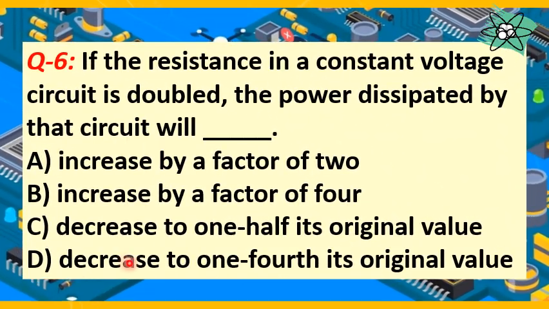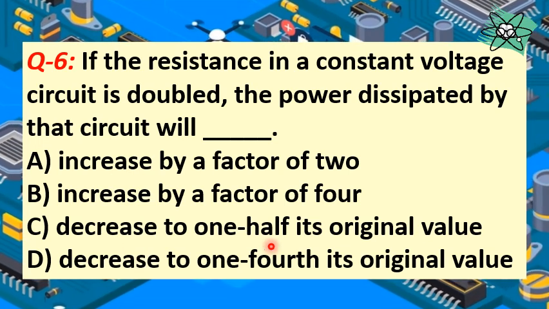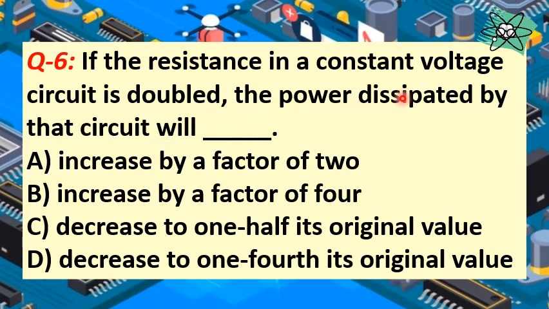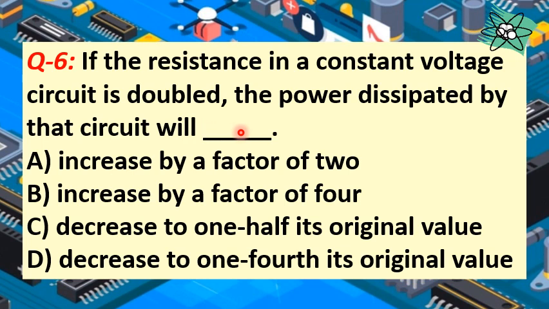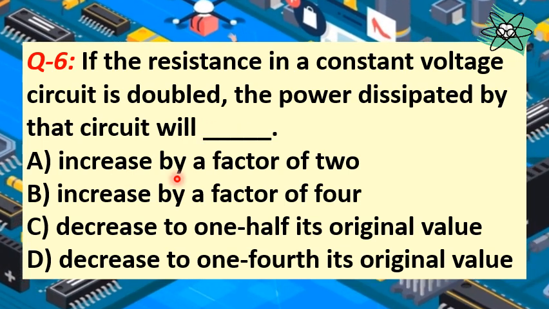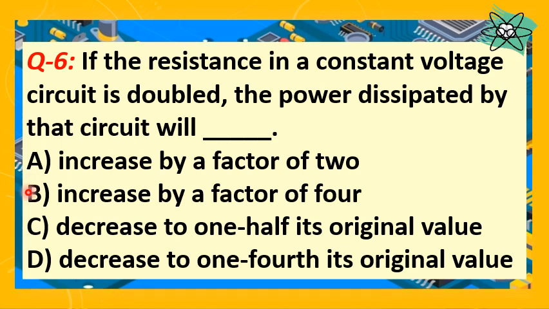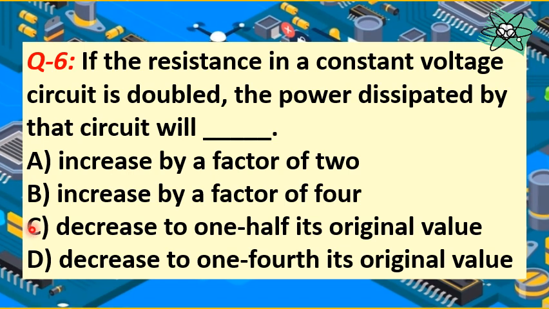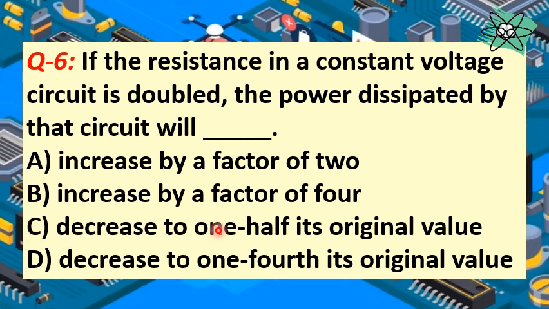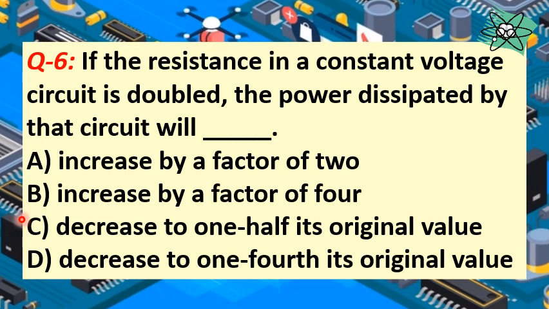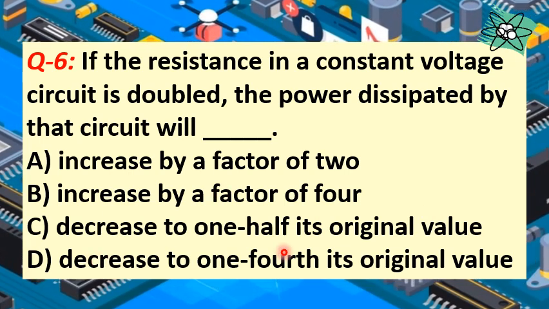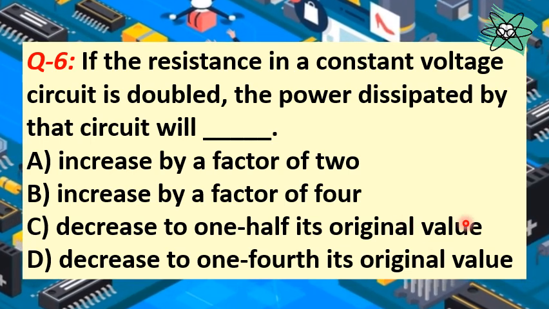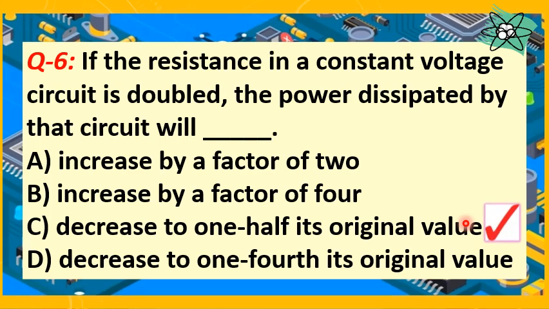Question number 6. If the resistance in a constant voltage circuit is doubled, the power dissipated by that circuit will, option letter A, increase by a factor of 2. Option letter B, increase by a factor of 4. Option letter C, decrease to 1/2 its original value. And option D, decrease to 1/4 its original value. The correct answer is option letter C.